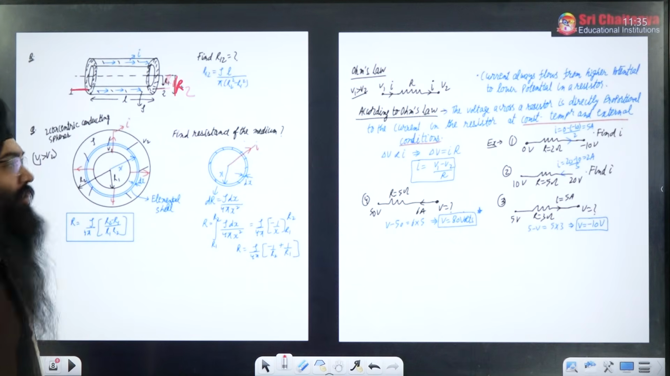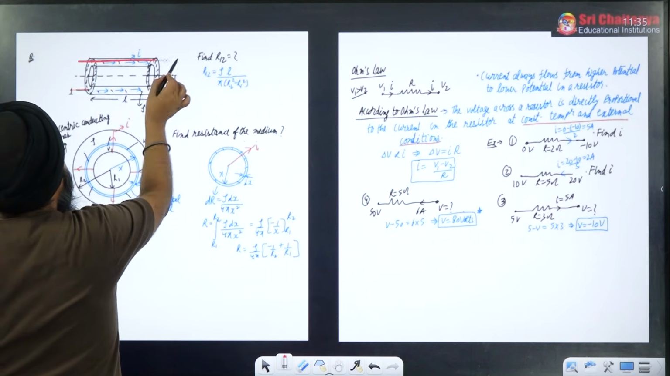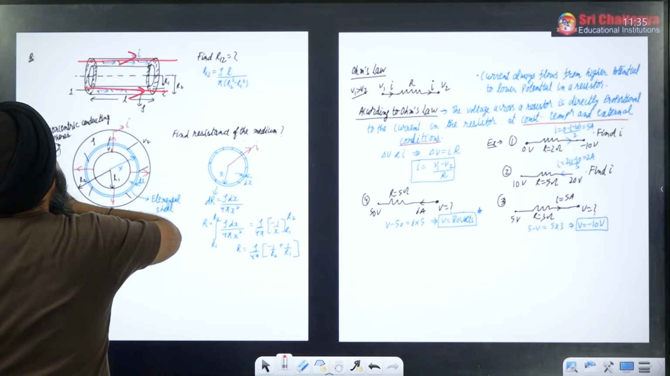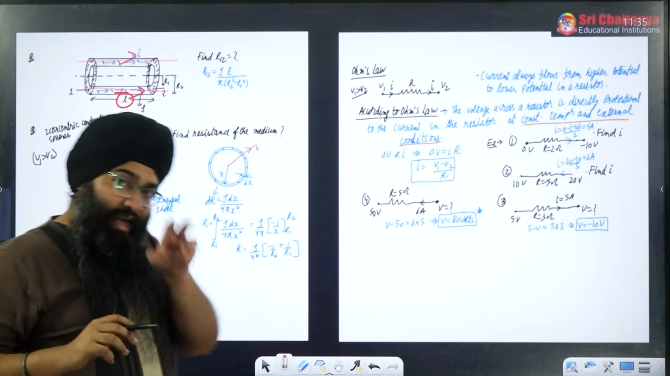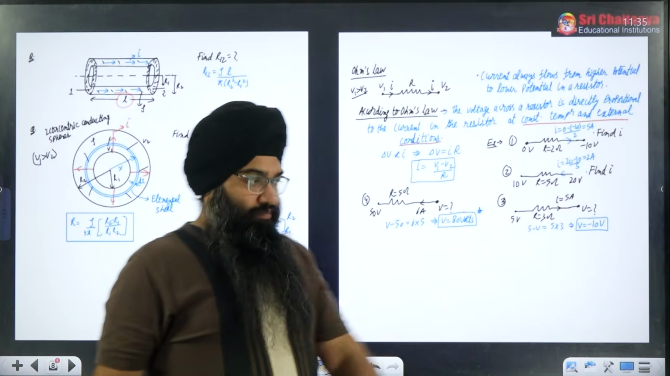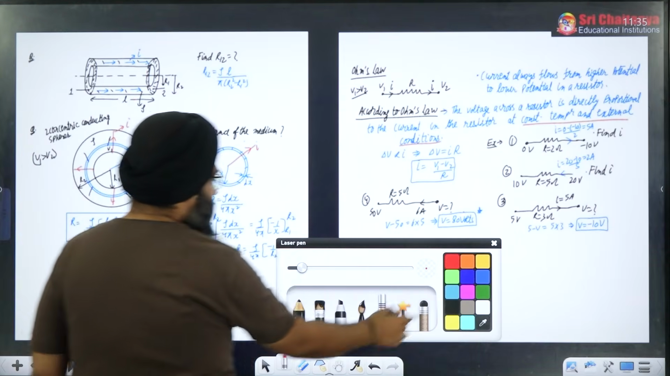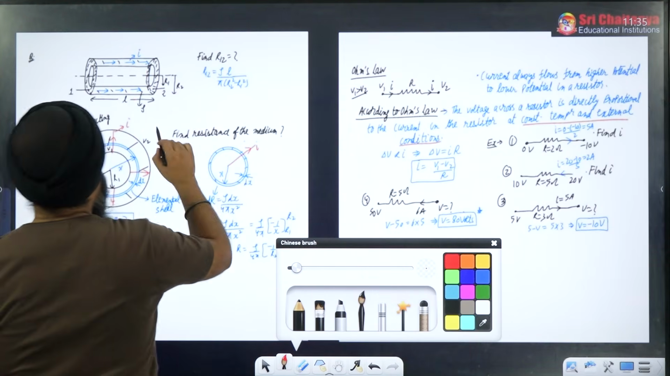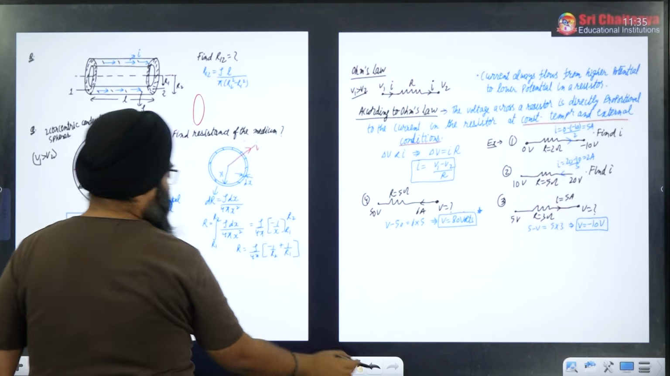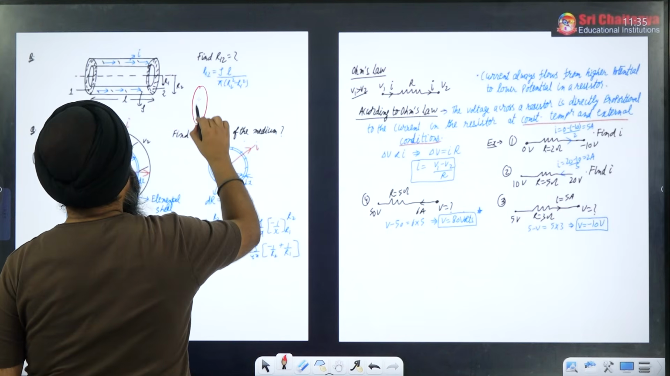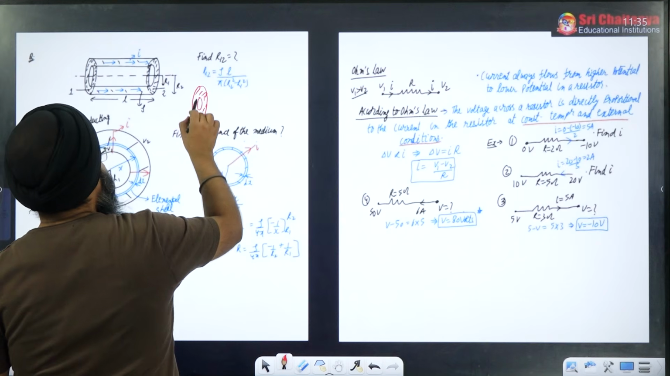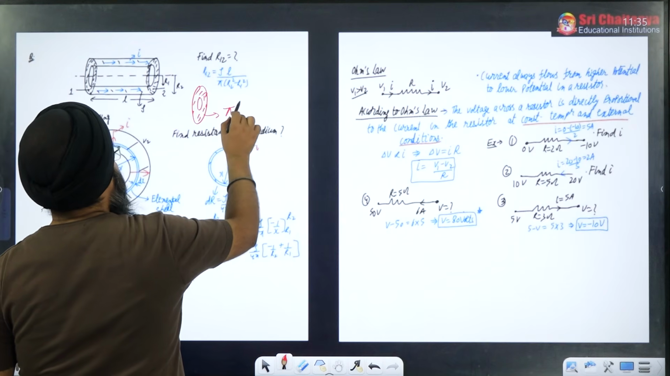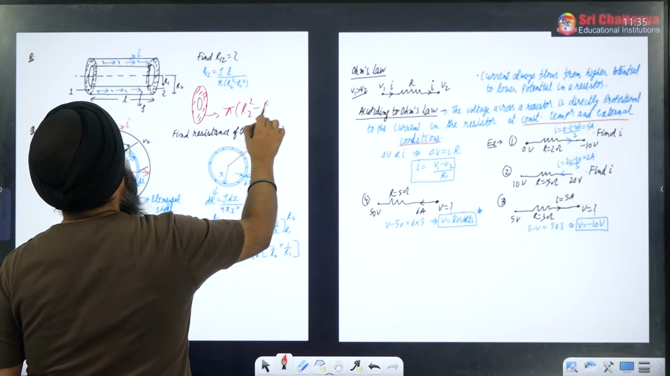So what will happen? Obviously the current will go in this direction only, na? So length will be nothing but L only. But on which area is it going? If you see, the area of cross section will be this only. This is the bigger area and this is a smaller area. The material is only in this part and this area is basically pi of R2 square minus R1 square.